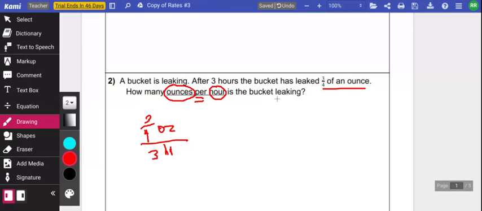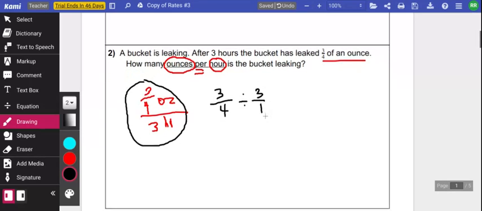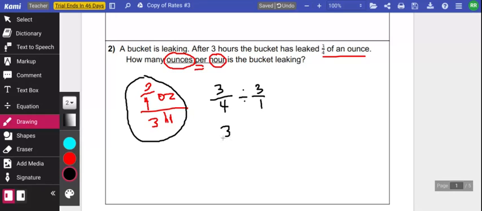So we want how many ounces per hour. So ounces per 1 hour. And so to get the unit rate here, I can divide the top by the bottom. So 3/4 divided by 3. 3/4, that's the top number, divided by the bottom number of 3, or 3/1. So now I'm dividing fractions. I'm using KFC here. Keep the first number, take the reciprocal of 3, or flip 3 to be 1/3. After I keep, flip, then I change from division to multiplication.